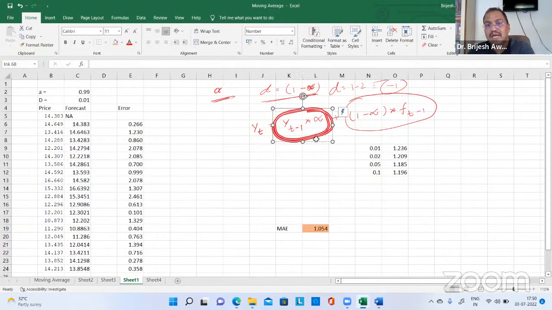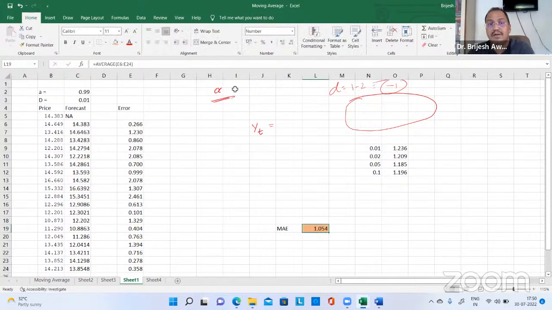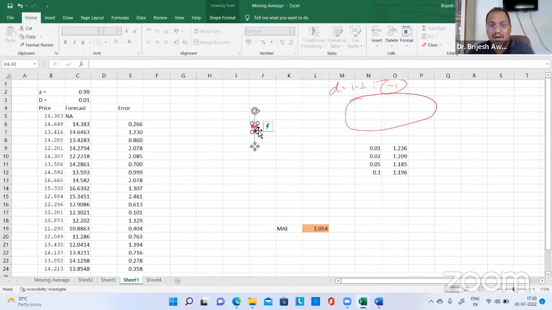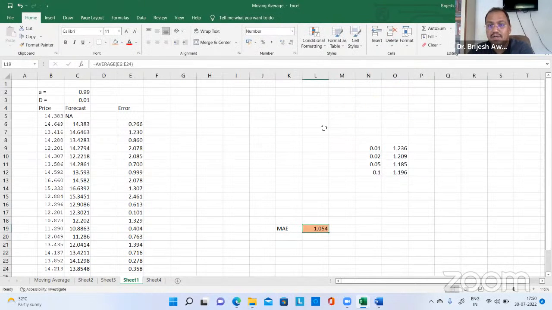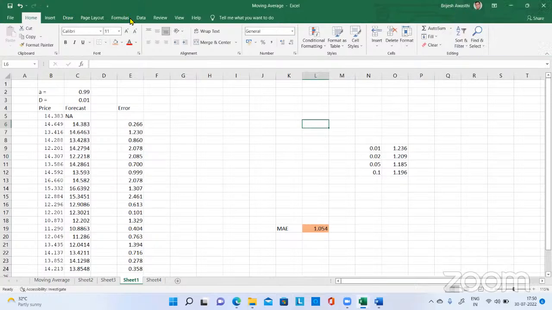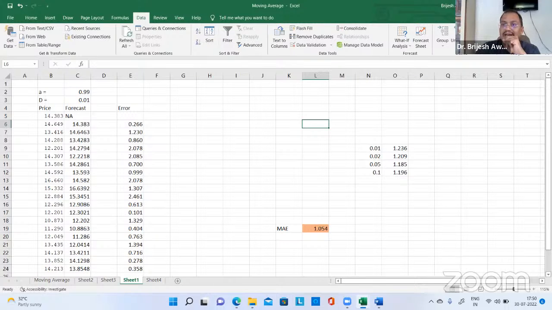Now I'm going to tell you another important feature of this Excel. I think you are aware or not. Have you heard about the solver? No, sir. Can you see there's one more add-in, that is solver? No, sir.